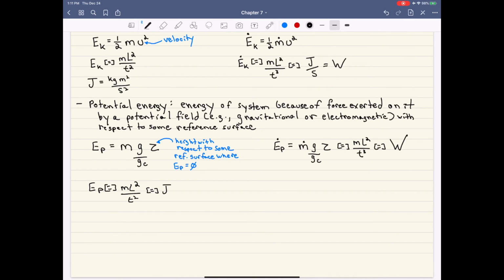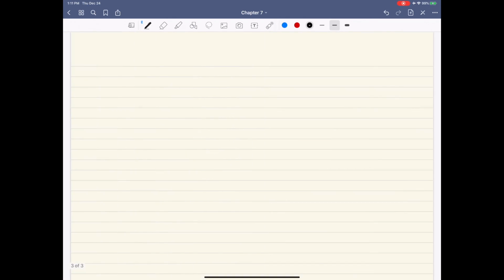Okay, so kinetic and potential energies are concepts that you've already seen before. So these are the first two types of energy that we'll discuss. The last type of energy that we'll discuss in this course is called internal energy. Okay? And we're going to symbolize it with a capital U.